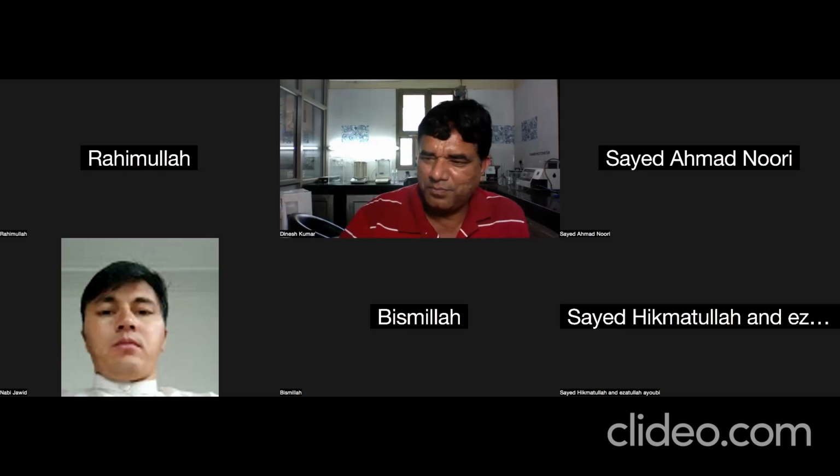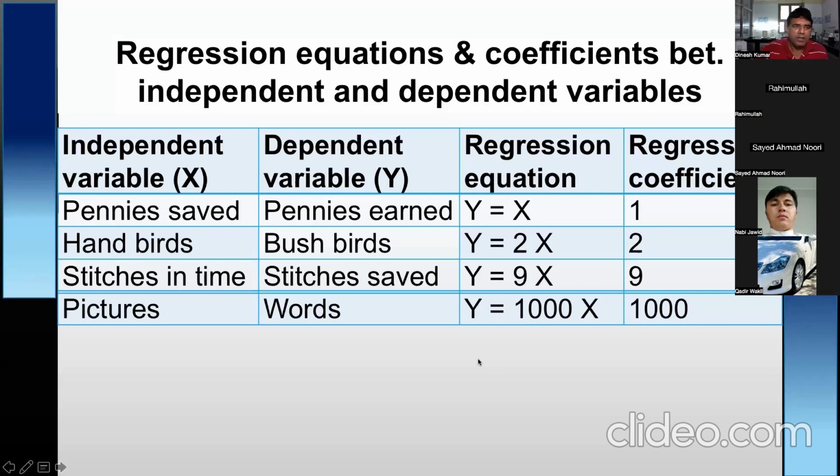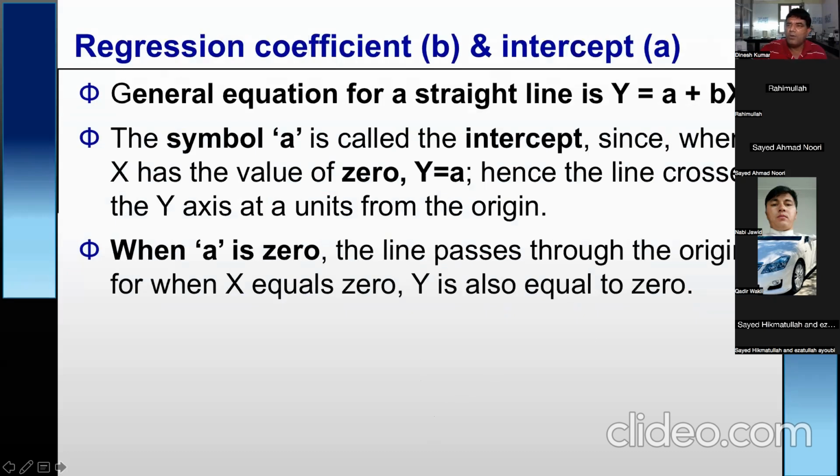Good. So welcome again, and you have seen the difference between regression coefficient and correlation coefficient. Here the regression coefficient is how many times we should multiply x to get y. That is your regression coefficient. Now you see this general equation for a straight line: y is equal to a plus bx. Now try to understand the meaning of a and b. If we can find out the values of a and b, we will find out the linear equation. So simple.